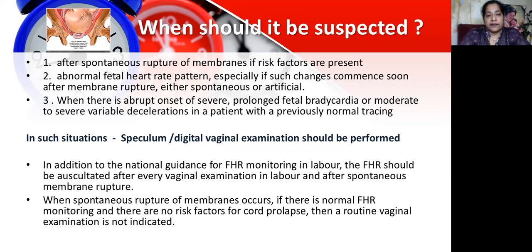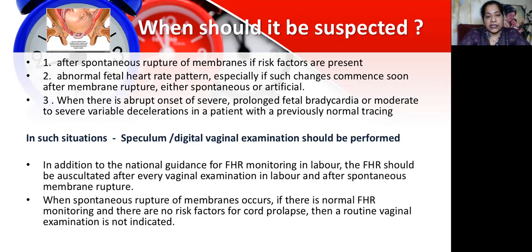if there are abnormal fetal heart rate patterns, especially if there is spontaneous or artificial rupture of membranes, or if there is onset of abrupt or severe prolonged fetal bradycardia, or moderate to severe variable decelerations in a patient who had previously normal tracings. Now, in such situations, a speculum examination or at times a digital vaginal examination should be performed to rule out cord prolapse.